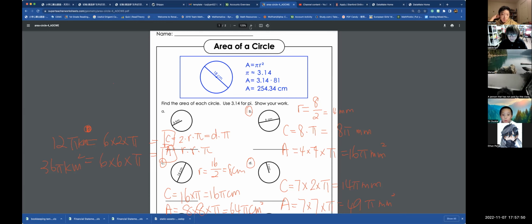Okay, Sir Ducky, are you right? Okay, how about you, Ethan? I forgot to add the centimeter square. Okay, very good.